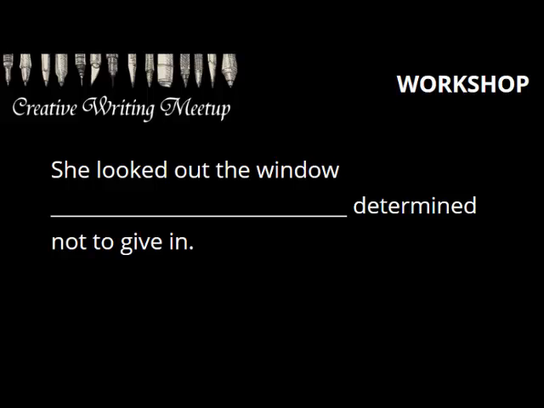Now, as we build on these exercises, I want you to really think about the words you choose to fill in these blanks. She looked out the window. Describe that. Determined not to give in. What could you write that would describe this female character that made us know that the end of the sentence would be determined not to give in?